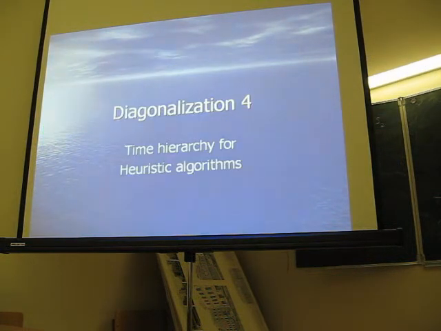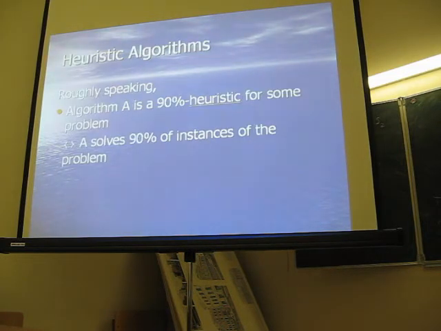Okay. So now let us turn to heuristics. And I'm going to show how to prove time hierarchies for heuristics. It's a little bit more complicated than those things that we have seen on the previous slides. So let me define what I mean by heuristic. Roughly speaking, we'll say that some algorithm is a 90% heuristic for some problem if this algorithm solves 90% of instances of that problem. Okay, so it's quite reasonable. Or given length, for example. Yeah, but for now it's just rough.